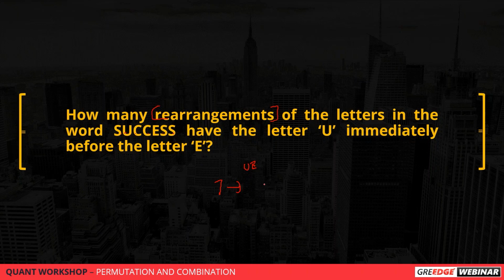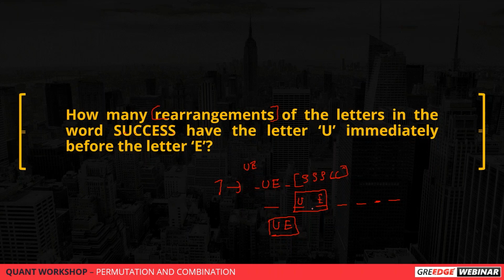In the 7 letters, what condition are they giving? They are giving that UE should appear as it is. So now I can fill in the remaining letters. Write it like this, fill-up method. Here the condition is UE is fixed. It will act like one letter. So it will be fixed as one letter. Either it can come first or second, but it will act like one letter. Now, how many remaining letters are there? Remaining we have 5 letters: S, S, S, and C, C.